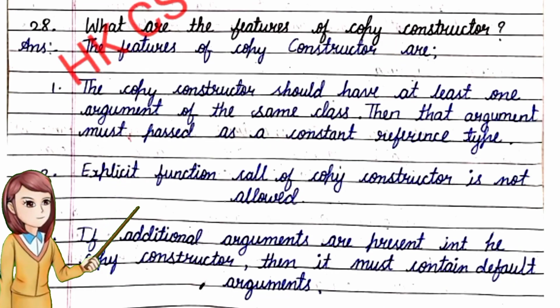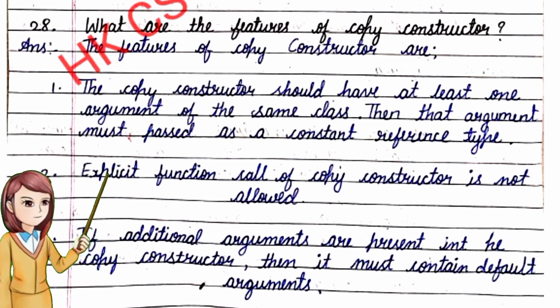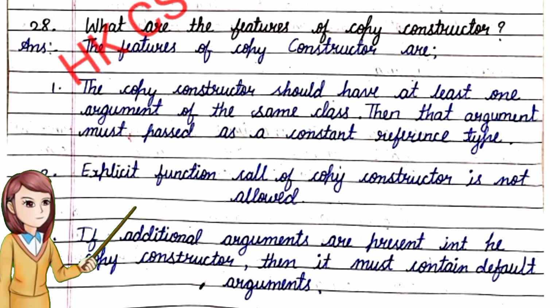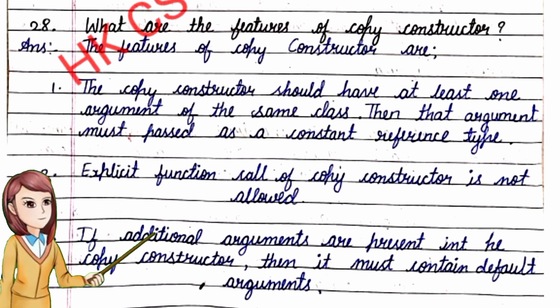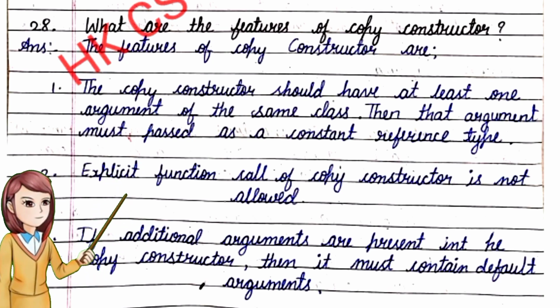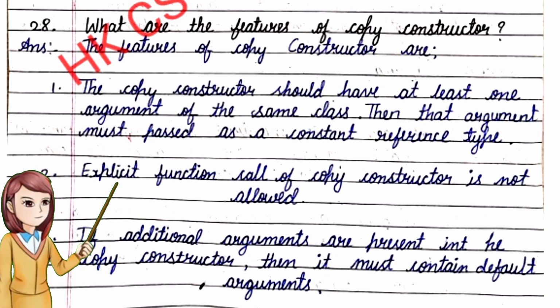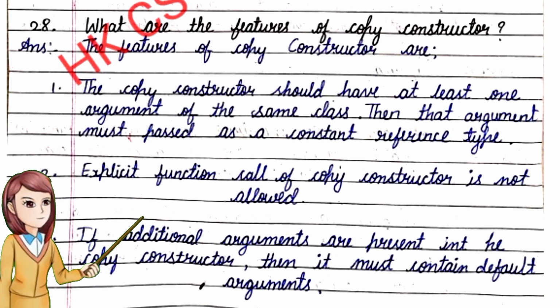Now 28th question. What are the features of a copy constructor? The features of a copy constructor are: first, the copy constructor should have at least one argument of the same class, and that argument must be passed as a constant reference type. Second, explicit function call of the copy constructor is not allowed. Third, if additional arguments are present in the copy constructor, then they must contain default arguments.